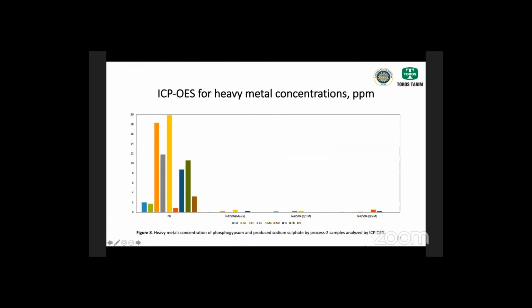This demonstrates the heavy metal concentrations of PG, commercial, and produced sodium sulfate. Heavy metals mobility in PG wasn't on the sodium sulfate side. Due to project confidentiality, not all the results are allowed to be shown yet.